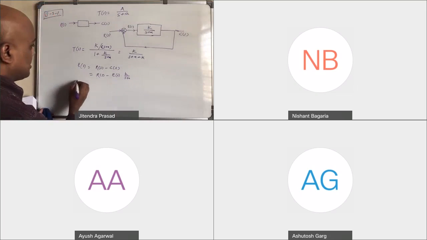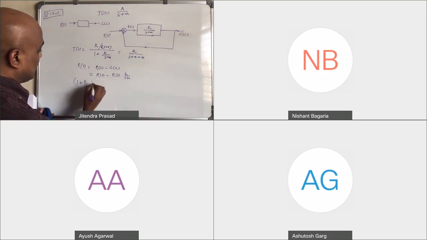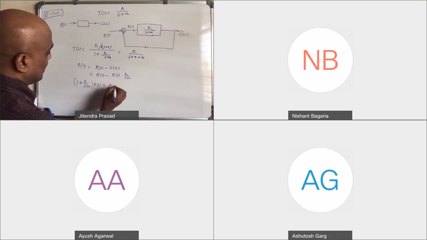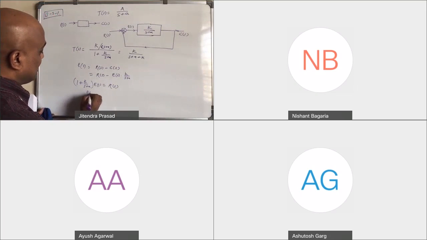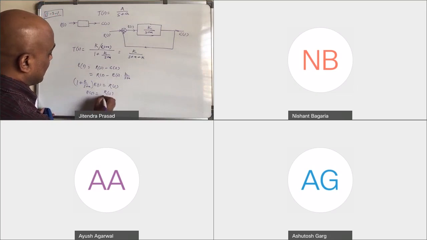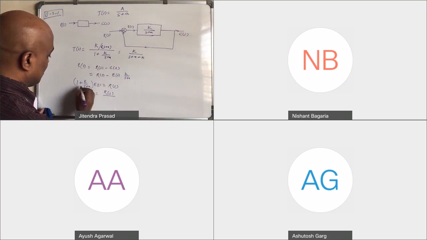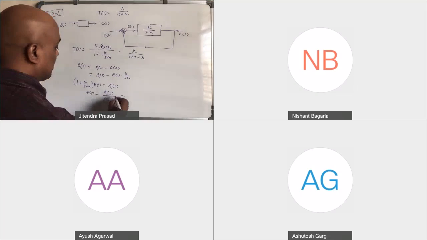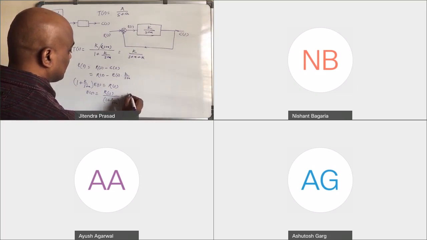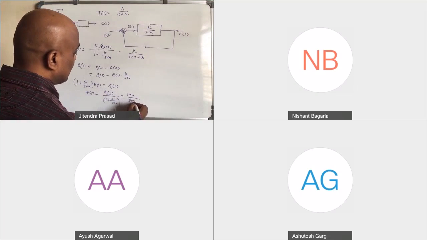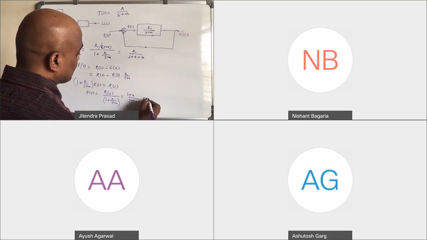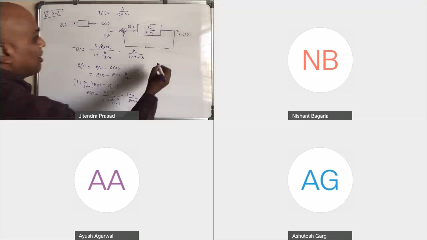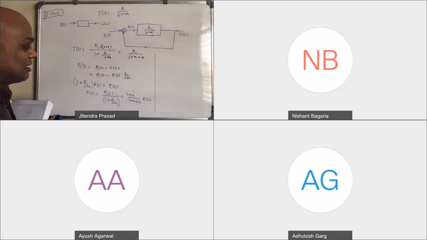Yeah, and then you can write (1 plus K over s plus a) E(s) equal to R(s), and so E(s) will be equal to R(s) over this 1 plus K over s plus a, right, which is equal to (s plus a) over (s plus a plus K) R(s). Okay, now from here you can find out a steady state error also.